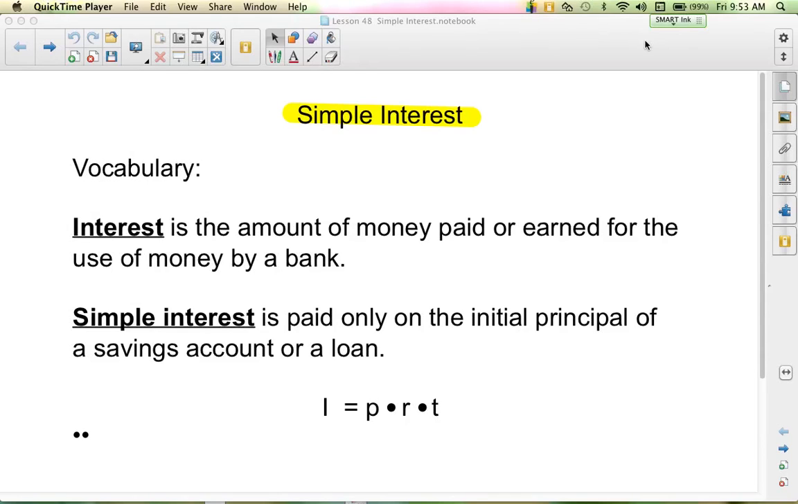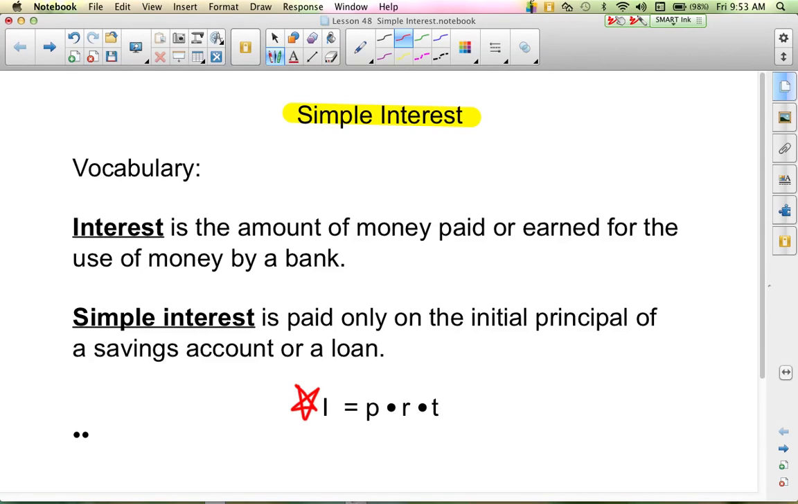Earned for the use of money by a bank. Simple interest is paid only on the initial principal of a savings account or on a loan. So here's our formula, and you're going to use this often in this lesson.